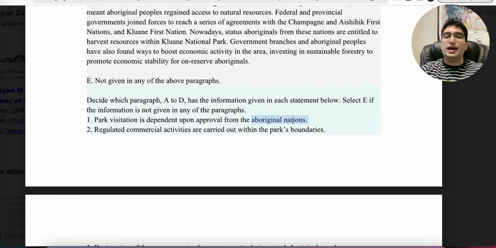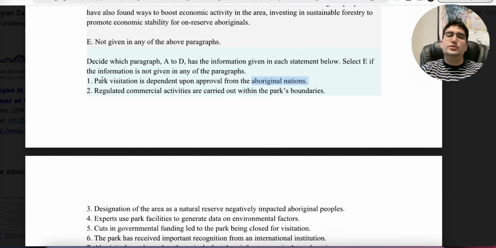I already did that with Aboriginal nations. Let me do a little bit more here about park visitation. So it could be park visitation is dependent. I could say parks timings are based on, okay, or the duration you can visit the park is based on this criteria, and so on. Okay, so I got a few synonyms here.